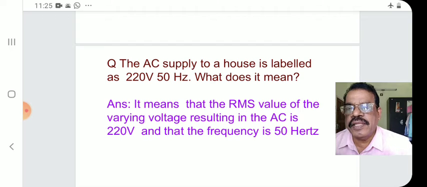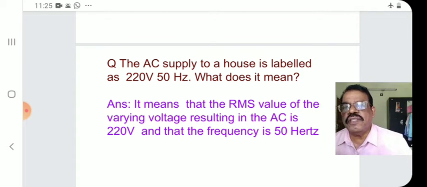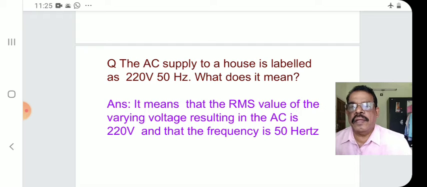It means that the RMS value of the voltage resulting in the AC is 220 volt and its frequency is 50 Hz. So when we say 220 volt 50 Hz AC, the RMS value is 220 volt and its frequency F is 50 Hz. That's the meaning.